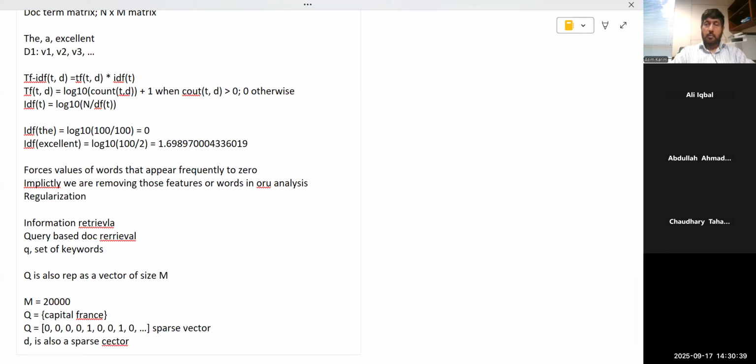But of course, usually a query would be much, much smaller than a document. So you can say that its sparsity is much higher. So we now have these two documents represented in the same sparse vectors with a large number of zeros.